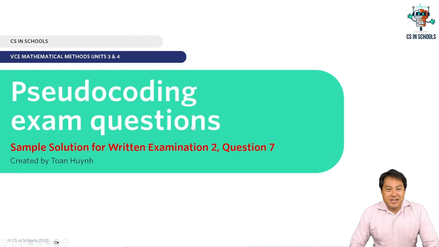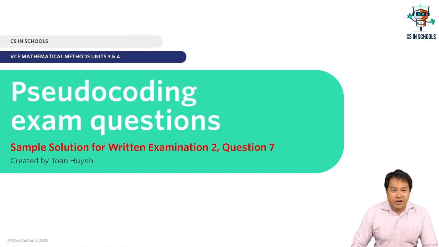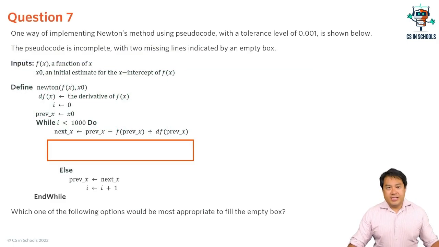Hello, I'm Tuan from CSN Schools, and in this session, I will be walking you through a sample solution for Written Examination 2, Question 7 for VCE Mathematical Methods Units 3 and 4. This one is also focused on pseudocode. So Question 7 is saying that one way of implementing Newton's method using pseudocode with a tolerance level of 0.001 is shown below. The pseudocode is incomplete with 2 missing lines indicated by an empty box.